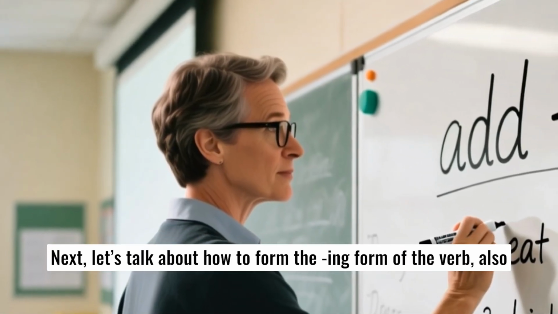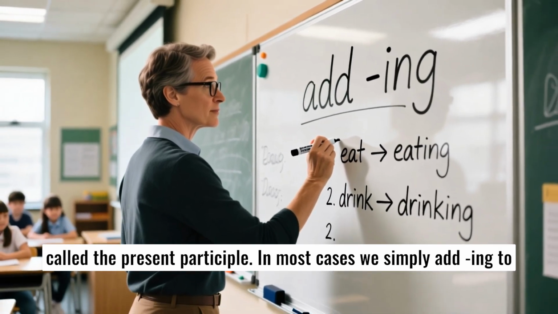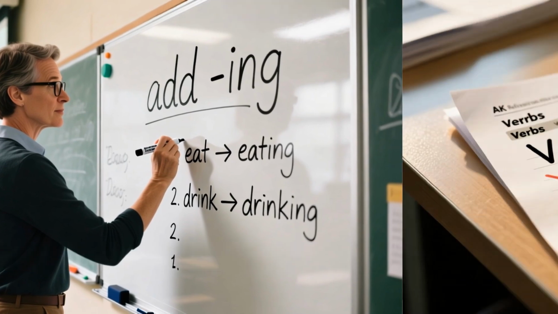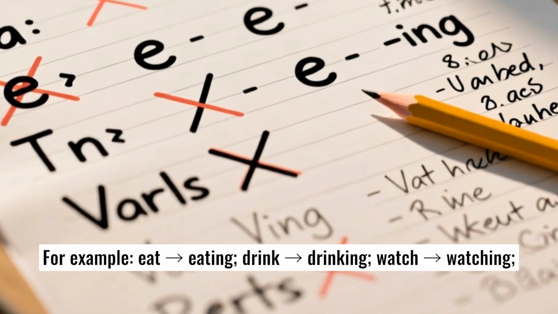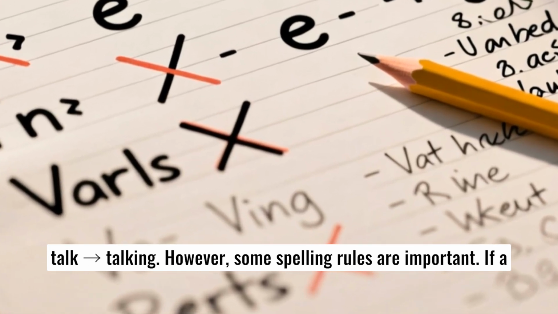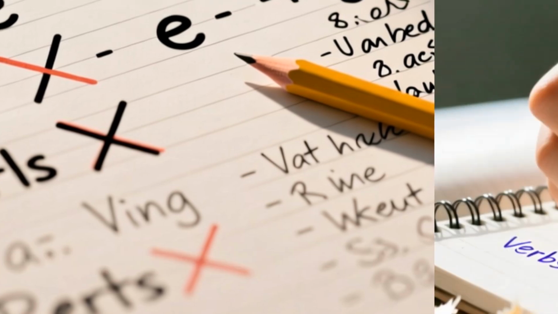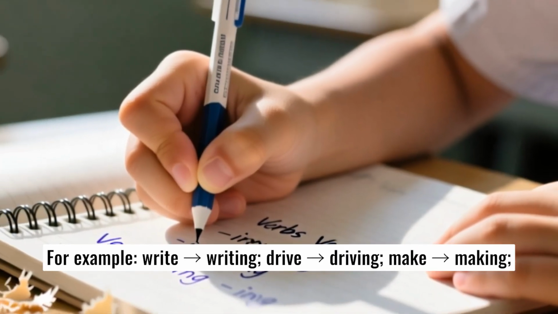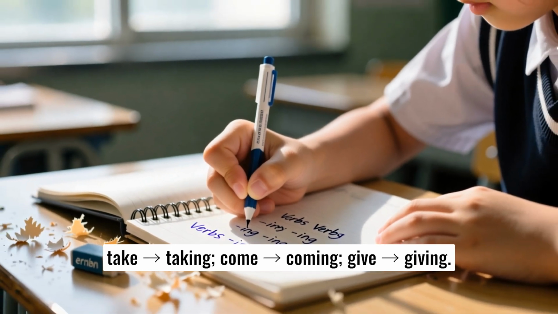Next, let's talk about how to form the ing form of the verb, also called the present participle. In most cases we simply add ing to the verb. For example, eat, eating; drink, drinking; watch, watching; talk, talking. However, some spelling rules are important. If a verb ends in e, we usually remove the e before adding ing. For example, write, writing; drive, driving; make, making; take, taking; come, coming; give, giving.